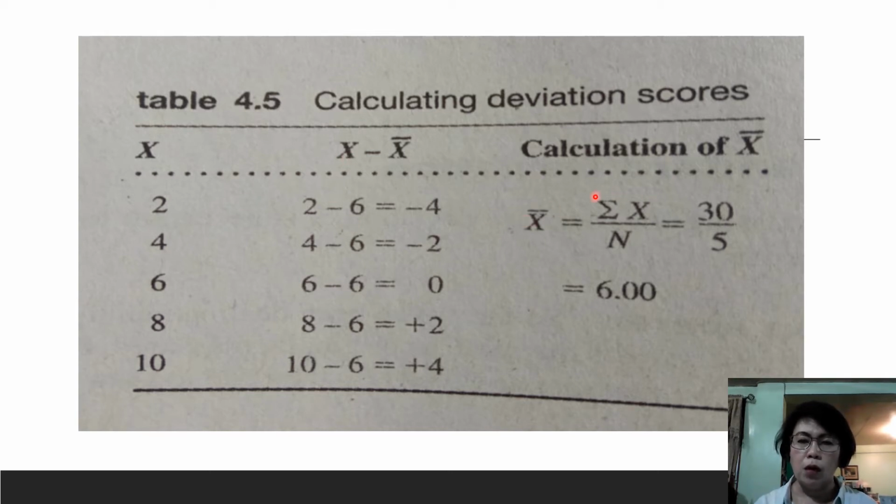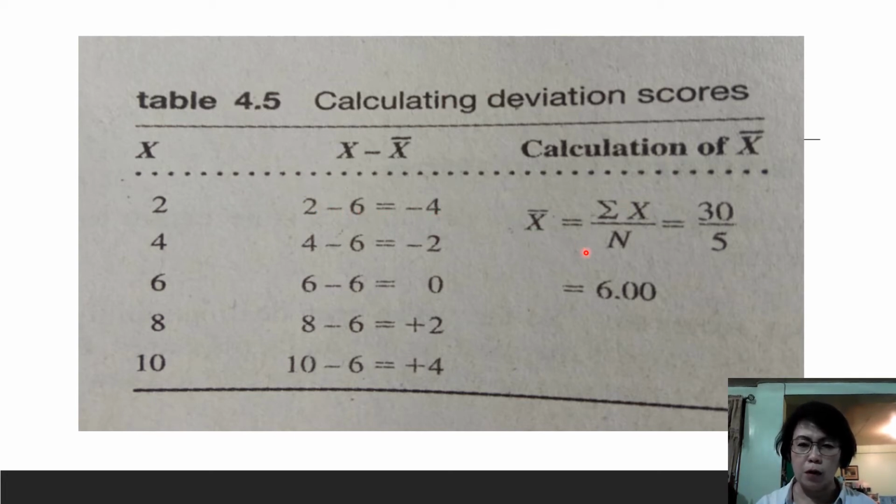Okay, so how are you going to compute for the mean? You have to have the total or the summation of the scores, which is 30. You add all of these, and your total number of cases is 5: 1, 2, 3, 4, 5. You have 5 cases. So 30 divided by 5 is 6. Then you replace the values in the formula here. The score is 2, the mean is 6. So 2 minus 6 equals negative 4.